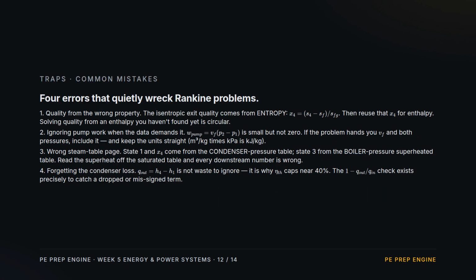4 traps. 1. Get exit quality from entropy, not enthalpy. Entropy is the isentropic bridge, then reuse that quality for enthalpy. 2. Don't drop pump work when the data demands it. VF times the pressure rise, units in kilojoules per kilogram. 3. Read state 3 off the boiler pressure superheated table and states 1 and 4 off the condenser pressure table. Mixing pages cascades. 4. Respect the condenser loss. It is why efficiency caps near 40%, and the 1 minus form is there to catch a dropped term.